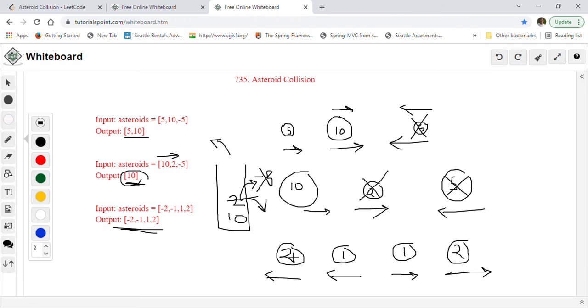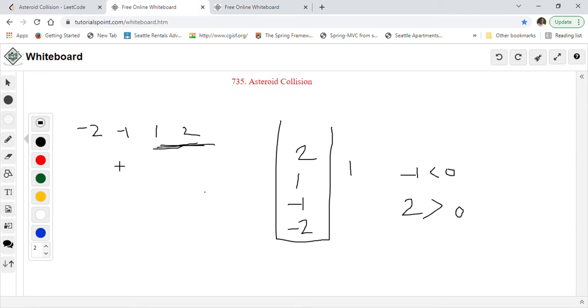Because minus 2 and minus 1 are going to the left side here, right, and 1 and 2 are going to the right side, so there cannot be any collisions. So now we will have to take out all the elements from the stack one by one, and put those elements into our result array. When we are putting them into our result array, we will start from the end basically, right?